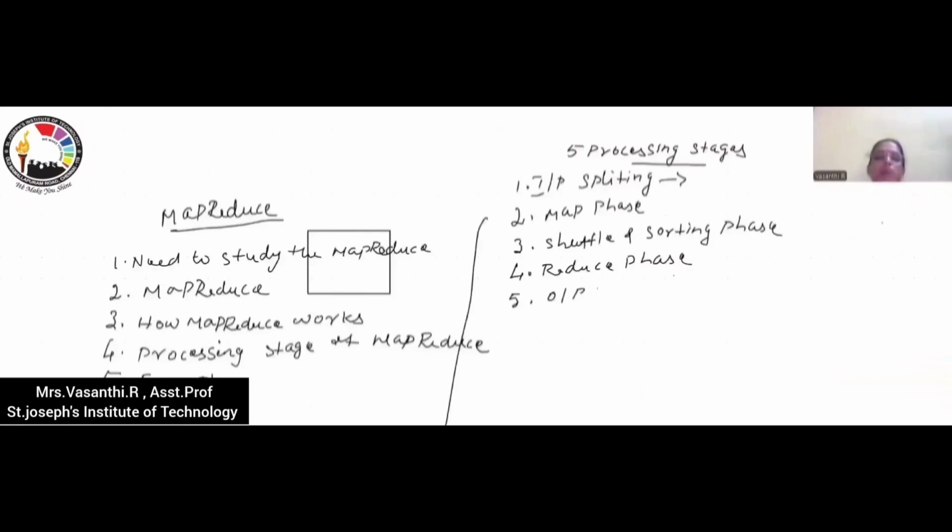The second one is the map phase. The map phase is a user defined function. Each input part is processed as a sequence of key, value pairs, producing zero or more key, value pairs. In the MapReduce concept, we use the term key, value pair at every step. So the mapper function generates the key, value pair.